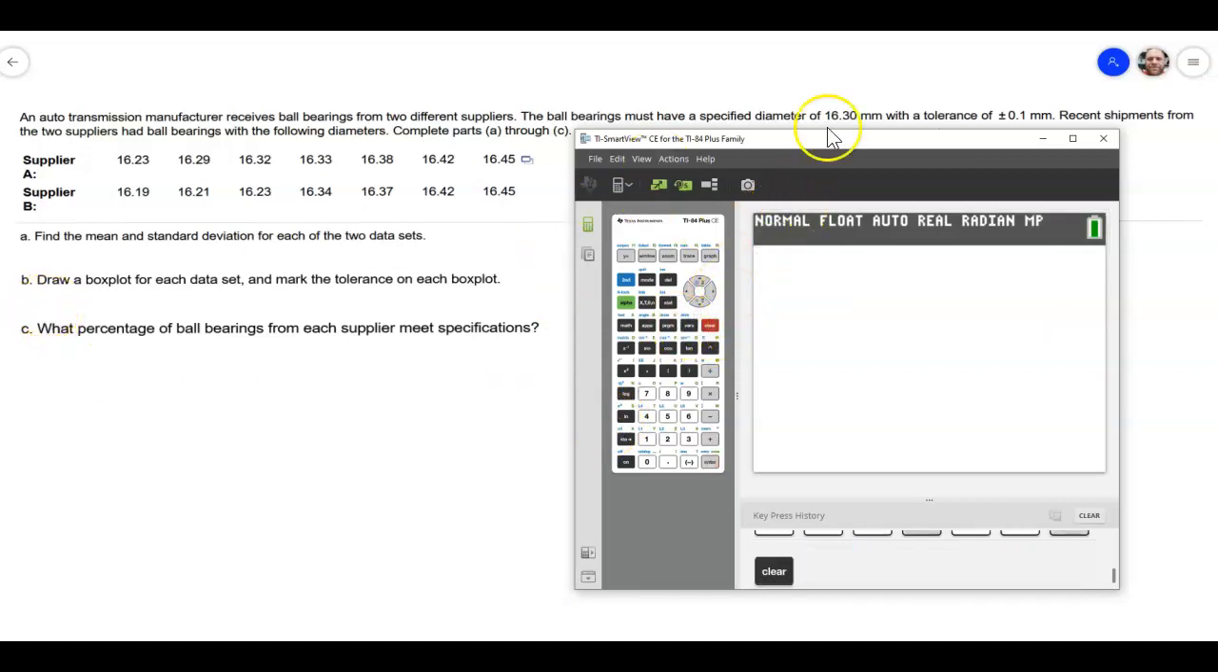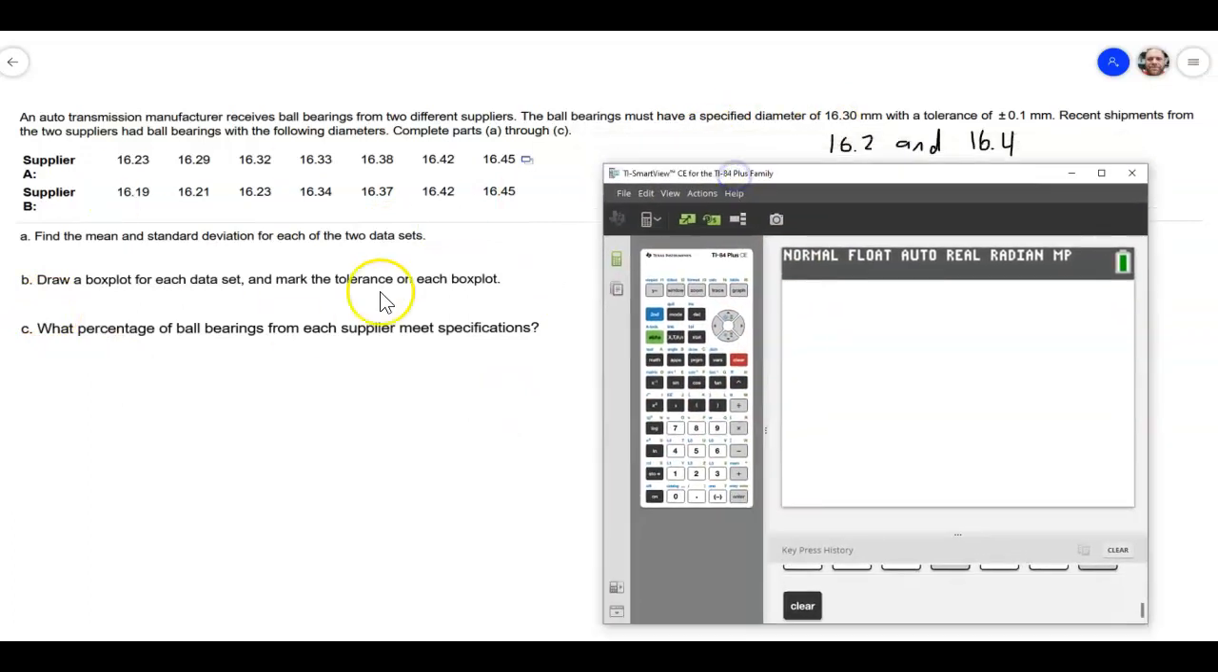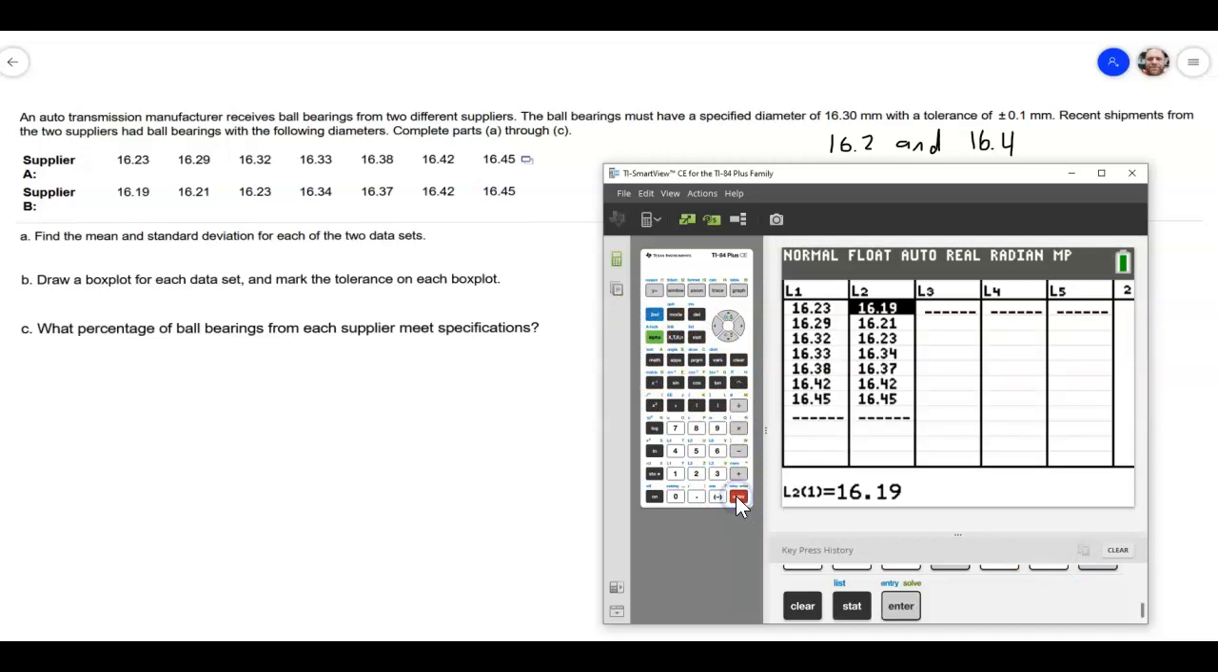So this is what we're going to do, and I've already done some of the work beforehand to save some time here. We're going to hit stat right here, and then we're going to hit edit. We should have an L1 and an L2 here. Under L1, I'm going to put all of these, and you can use the little arrow keys to move around, and then you just enter under L1 all of the values from supplier A, and in L2 we're going to enter all of the values from supplier B. Okay, so these are all of our lists.